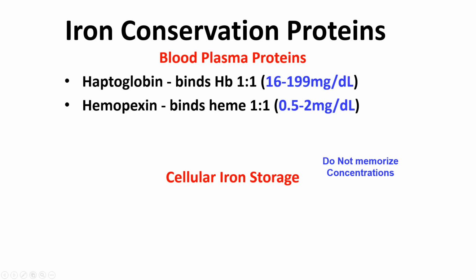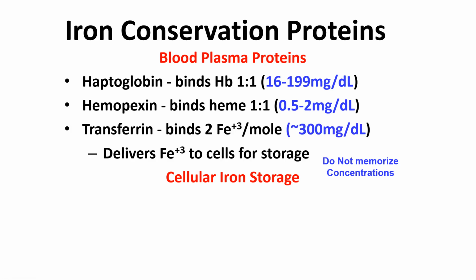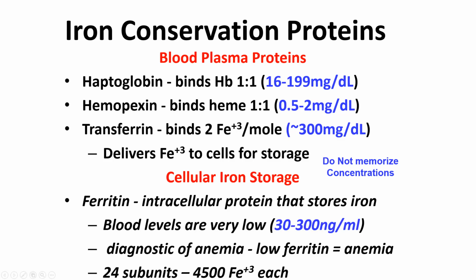Haptoglobin, one-to-one, that's its concentration. You don't need to memorize those. Hemopexin. And transferrin delivers iron to cells for storage. And then ferritin is an intracellular protein that stores iron.